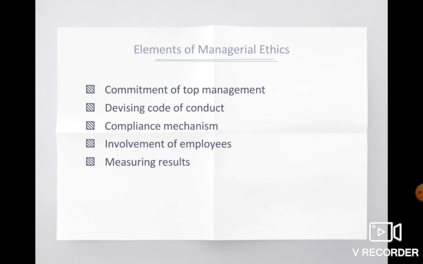And then the third element that we can see is the compliance mechanism. In order to implement ethical values in the workplace, there should be a certain kind of mechanism to monitor whether or not the employees are following the ethical codes. So there should be corporate ethics in recruitment, selection, training, and so on. And the employees also should be free to bring it to the notice of the organization if there is some deviation with regard to implementation of the ethical standards.